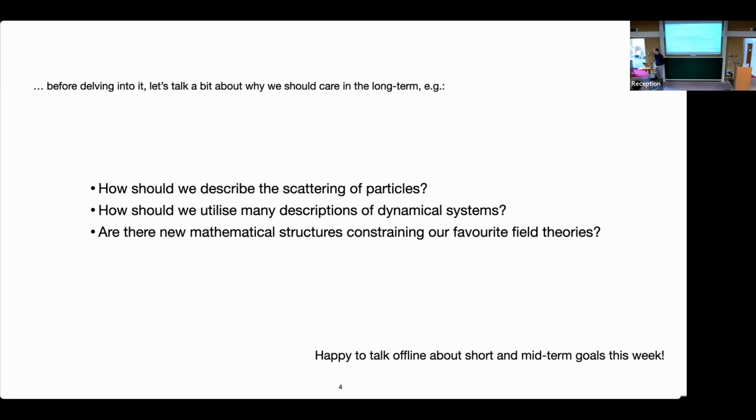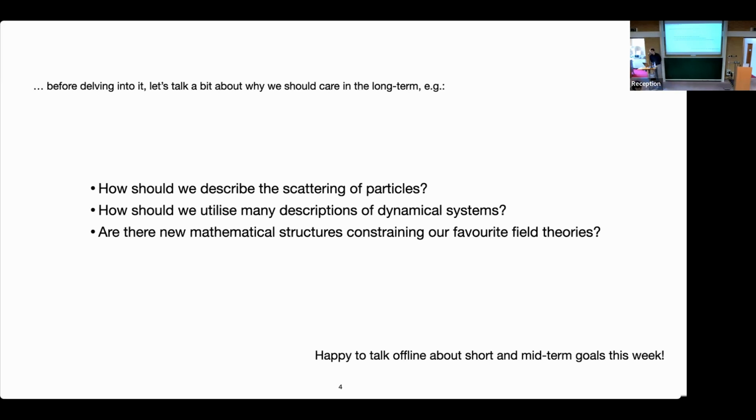This is nothing else than, for example, thinking about the scattering of particles: how should we describe it? We are taught, first of all, to use Feynman diagrams. Then if we go to different parts of the theory landscape, we would be taught to use something like the amplitude-hedron. These are obviously different formalisms that describe that, but we don't know what is the best one, and that is always open for debate.